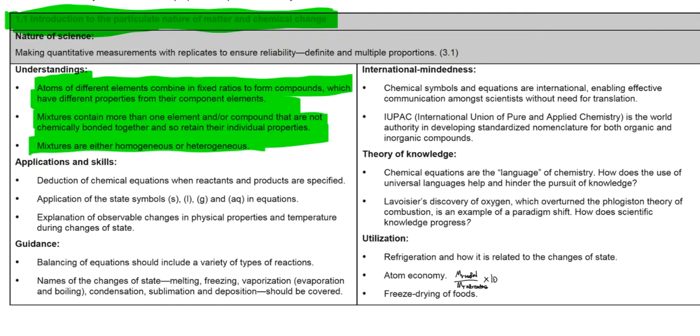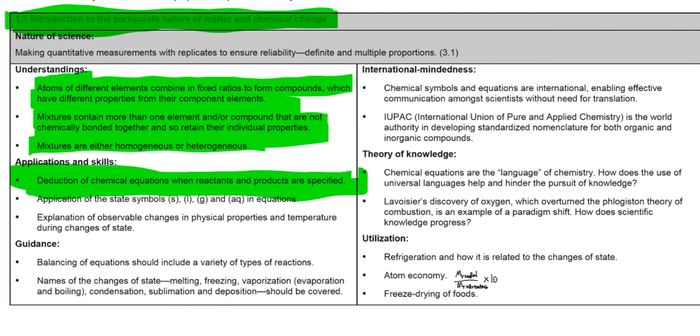So applications: deduction of chemical equations when reactants and products are specified. The chemical equations are quite straightforward. You probably covered this already, and what you need to remember is balancing equations. It's quite straightforward. You just need to match the number of atoms on each side of the equation, so the reactants and the products. State symbols: you have solid, liquid, gas.